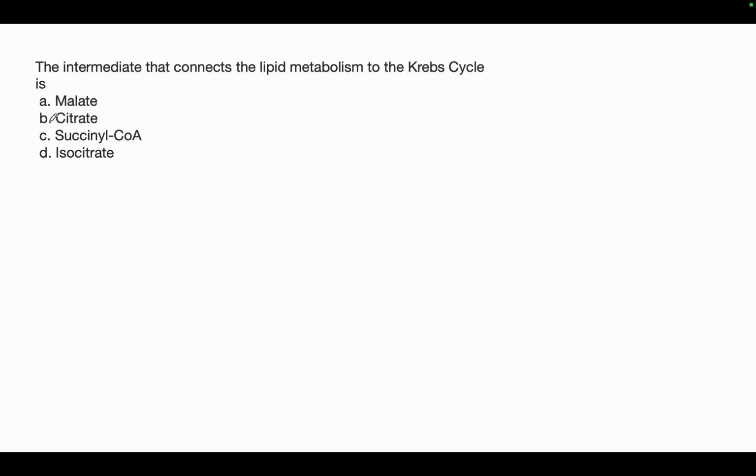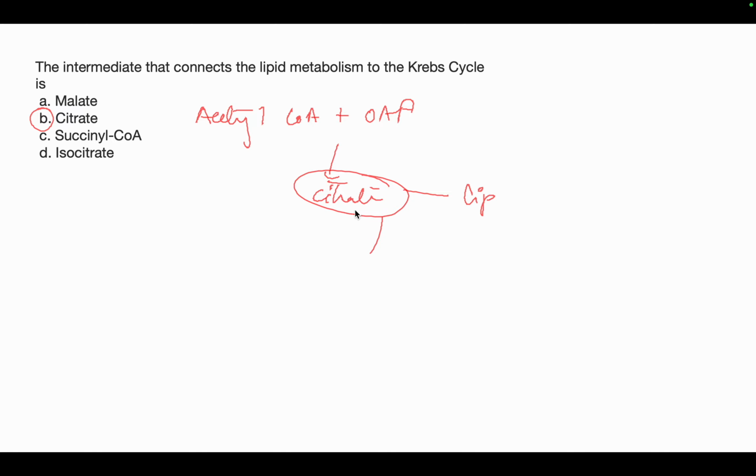we have acetyl CoA plus oxaloacetic acid, and this gets converted to citrate. So this is the first intermediate into lipid metabolism as well as Krebs cycle. This will either go into lipid metabolism or it can go into Krebs cycle.